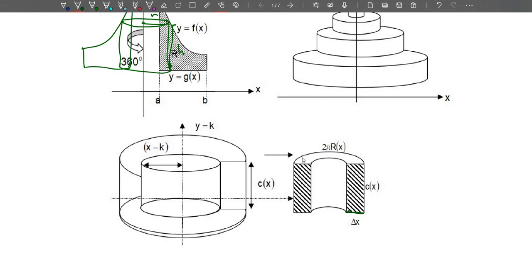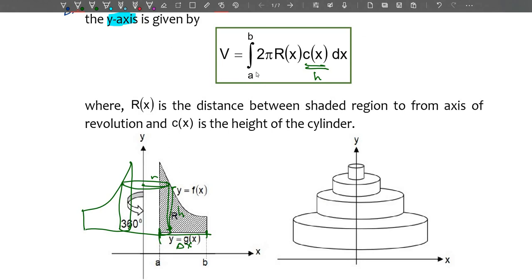And then, as I mentioned earlier, 2 pi x is the circumference, and c(x) is the height. Delta x here refers to the thickness of the cylinders. That means from here the cylinder would be formed until here. This is the delta x. Therefore we integrate from a to b, from the start to the end of the delta x.